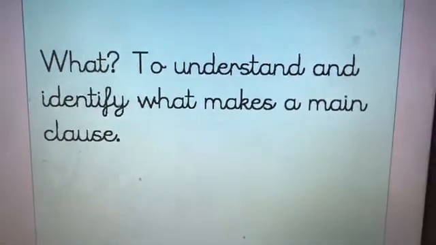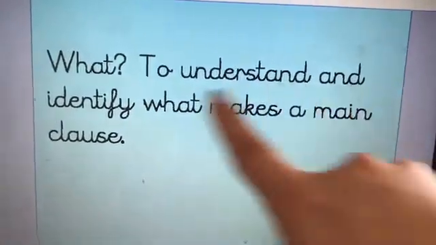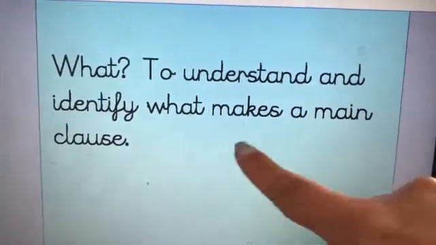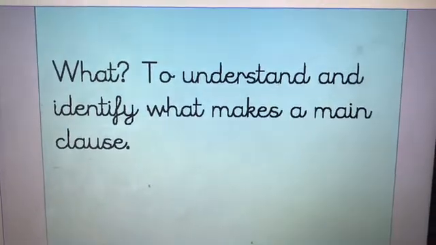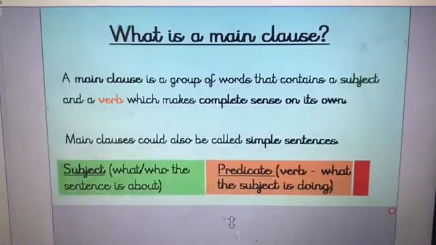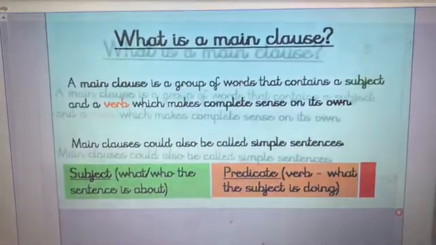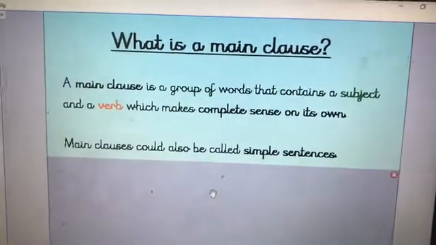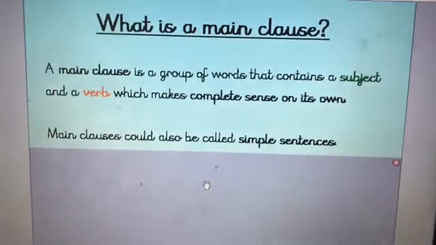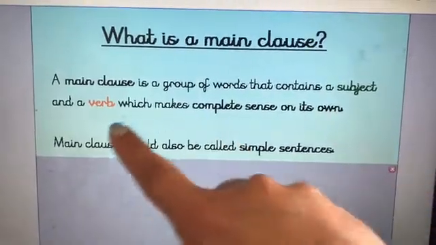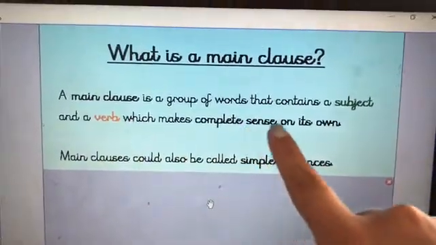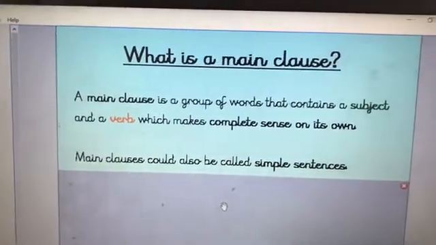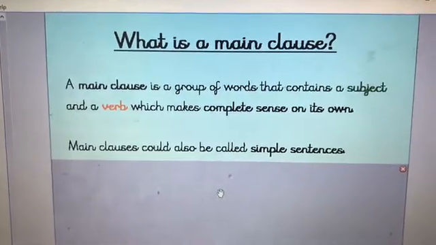Can you read the what with me? To understand and identify what makes a main clause. So, what is a main clause? A main clause is a group of words that contain a subject and a verb which makes complete sense on its own. Main clauses could also be called simple sentences.